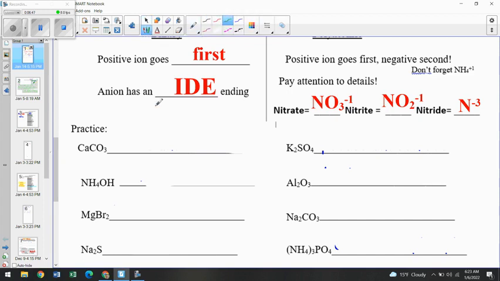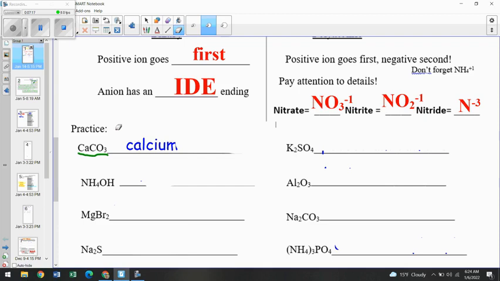Okay, so for this first one, I'm looking at it. CaCO3. Well, I see the element calcium, I see the element carbon, and I see the element oxygen. Okay, boom. So the moment I realize I have more than 2 elements, I know I need my polyatomic ion sheet, my blue sheet. So here's how we go about naming this. We just write the positive name first. So Ca stands for the element calcium. So all we have to do to start this is simply write out the word calcium.